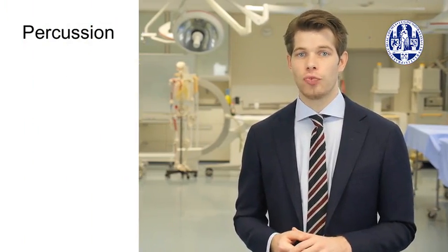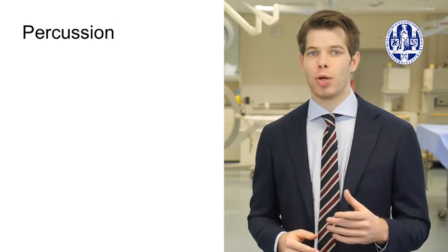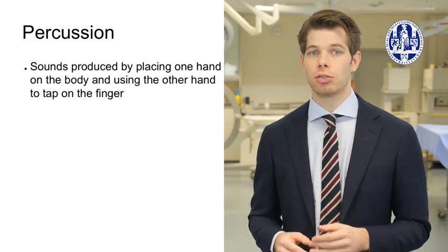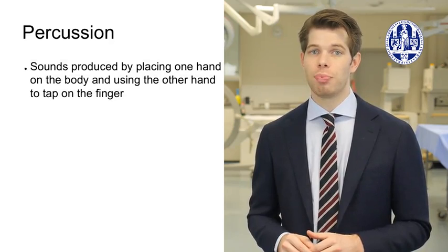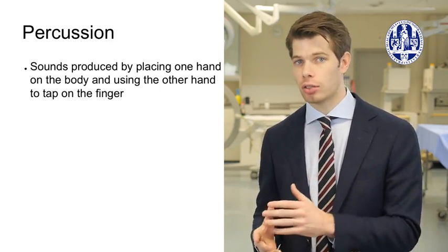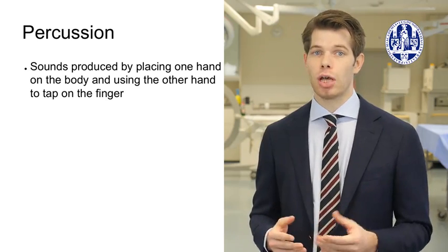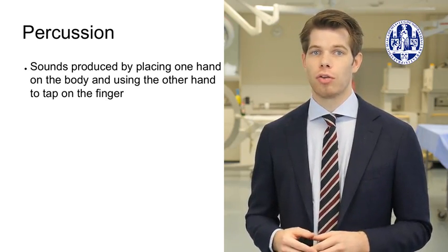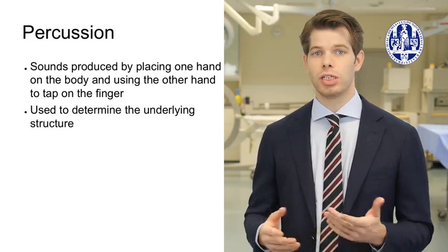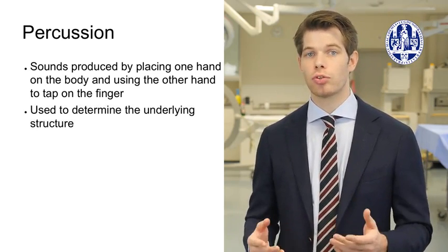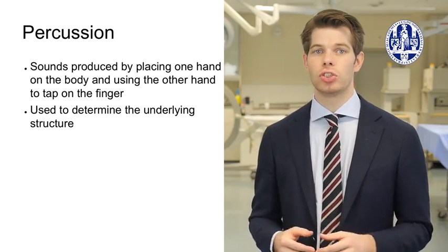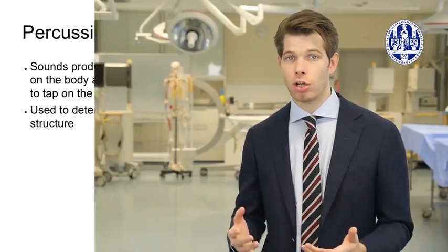Next is percussion of the abdomen. This is a technique in which sounds are produced by placing one hand on the abdomen and tapping one of the fingers with the other hand. By doing this, a percussive sound is produced, through which the underlying structure can be determined. Solid organs, such as the liver, produce a dull sound. A tympanic note is heard when an air-filled space, such as the stomach, is percussed.